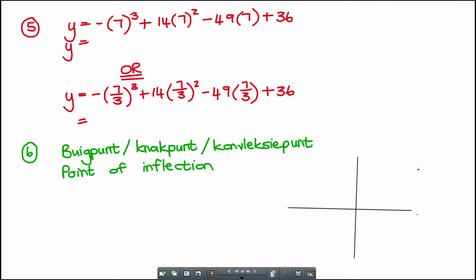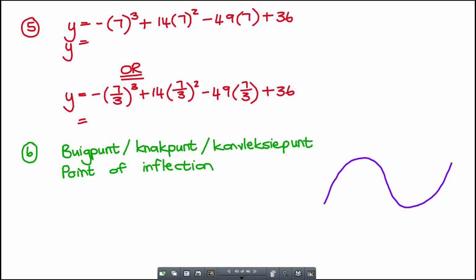Okay, so there's my graph. Let's say my graph looks like this. That's if it's a positive graph. But it doesn't matter whether it's positive or negative.